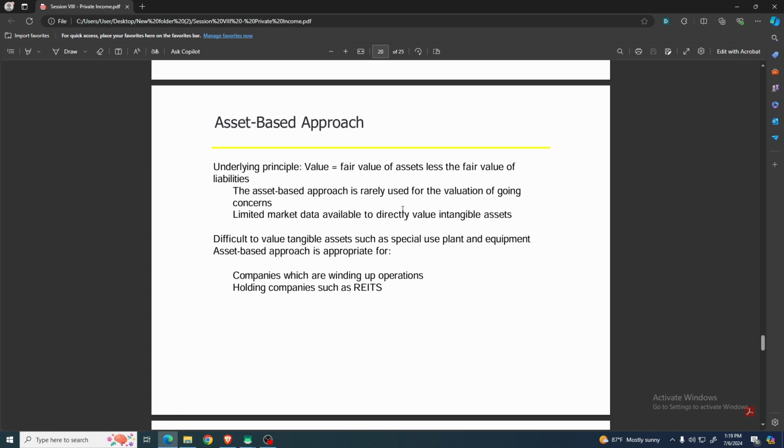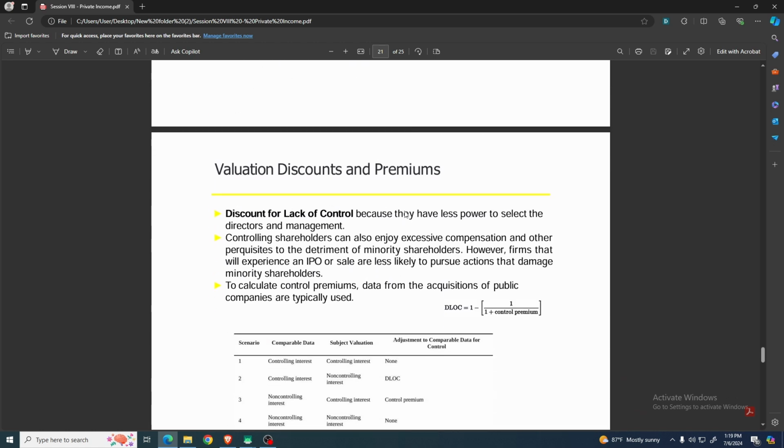asset-based approach. So asset-based approach is a valuation method that determines a company's value by calculating the fair value of its assets and subtracting the fair value of its liabilities. So this approach is generally less common for valuing going concerns and is more suited to specific types of companies and situations. So the key idea here is that a company's value can be determined by the net value of its assets after all liabilities have been settled. So it would focus us on the balance sheet rather than the future earnings or cash flows. Right.